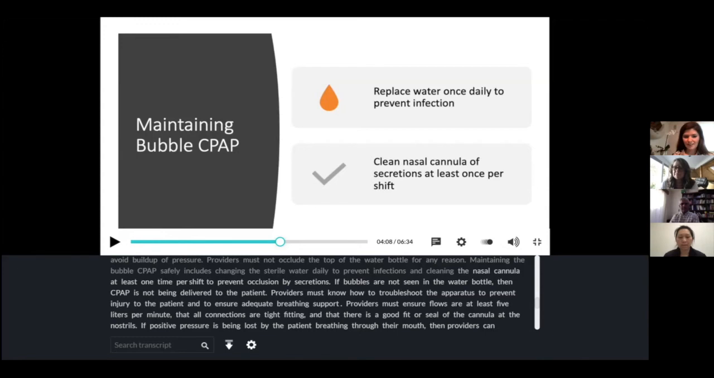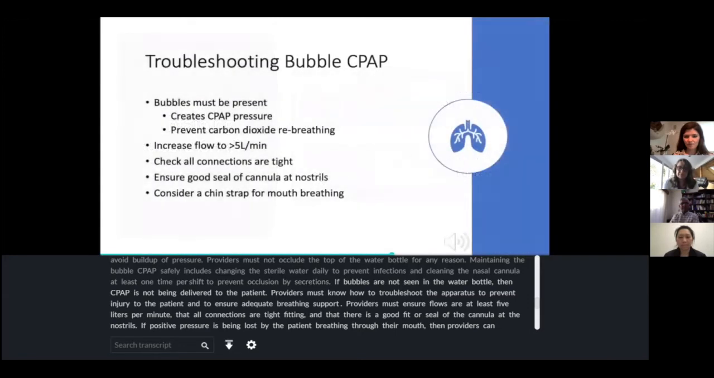Perfect, thanks. Clean the nasal cannula at least one time per shift to prevent occlusion by secretions. If bubbles are not seen in the water bottle, then CPAP is not being delivered to the patient. Providers must know how to troubleshoot the apparatus to prevent injury to the patient and to ensure adequate breathing support.